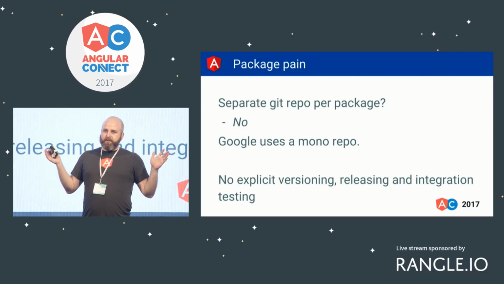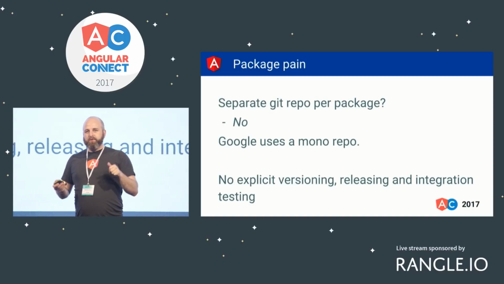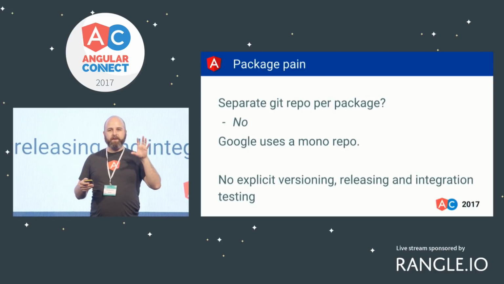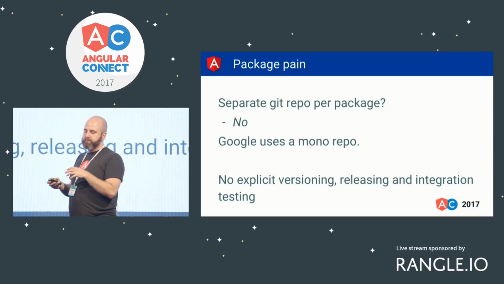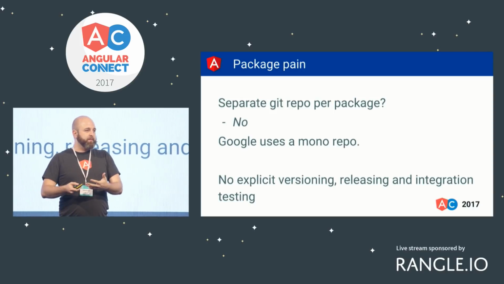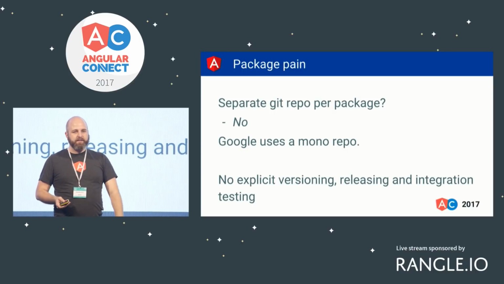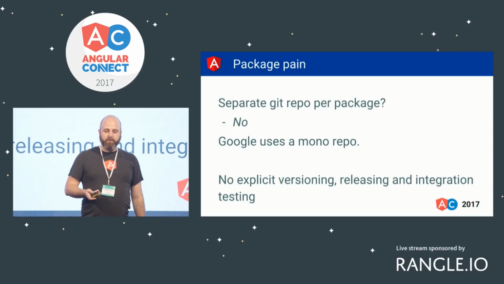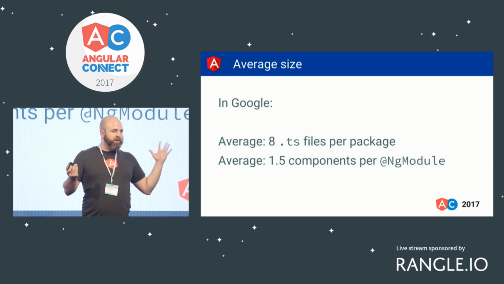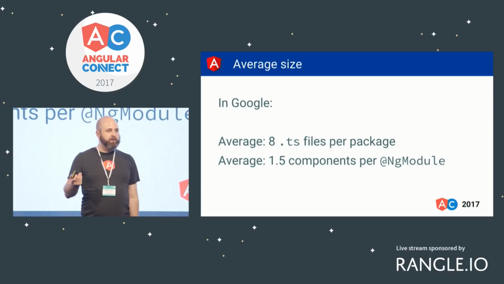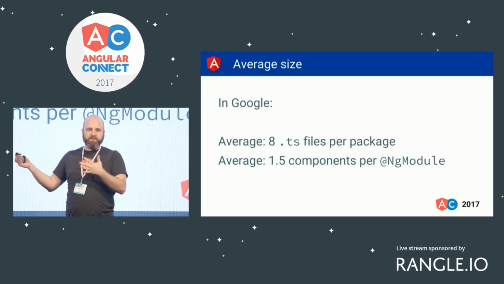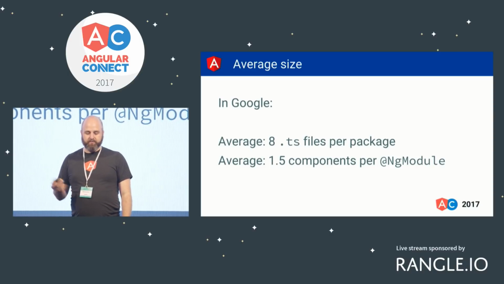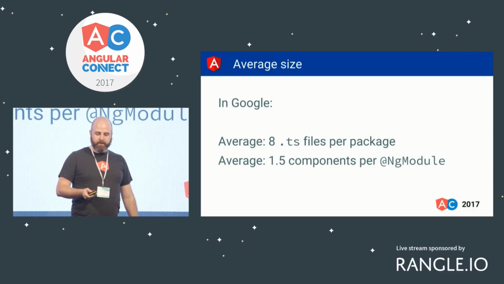At this point, if you're thinking packages means a new GitHub repo, versioning, releasing, heavy overhead, that's not what I'm talking about. I'm talking about very thin, easy to create, easy to reuse packages. At Google, we have a monorepo. They all live in the same repository, so we don't have any release step as we're changing packages. They're just units that help our build. On average, I have around 8 TypeScript files per package at Google. I'm not saying those are preferred numbers; this is just what has evolved. Around 1.5 components per NgModule. It's pretty low, but that's what the developers are doing.